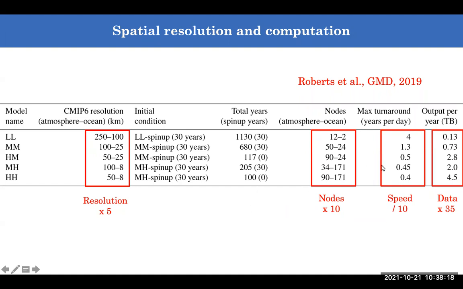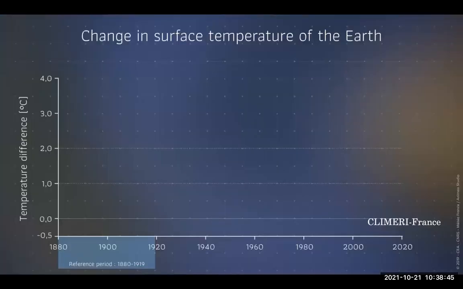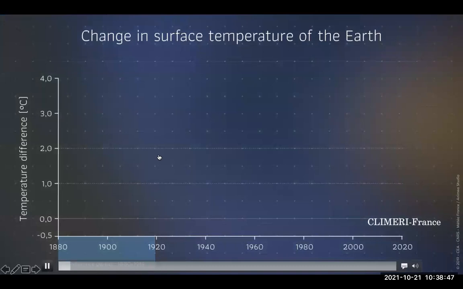You have a factor of 100, going much less simulated years per day, and also an increase in the data, which is conditioned by also the number of outputs you want at higher resolution. You want to have more frequent analyses to investigate the extreme events.